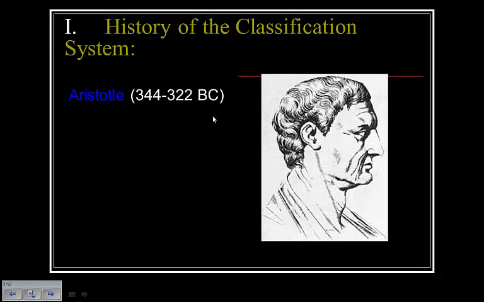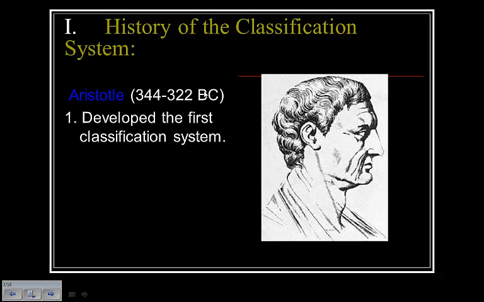All right, so a little bit of history on the classification here. We have Aristotle, back a long time ago, 344 to 322 BC, and he is credited with developing the first classification system. So classifying is not anything new. We do it very naturally. You're ninth graders. You're classified as high school freshmen. And so we will classify, we will organize things. We do it naturally, but there has to be a system to be able to communicate. There has to be a uniform system. That's the word I was looking for, uniform.